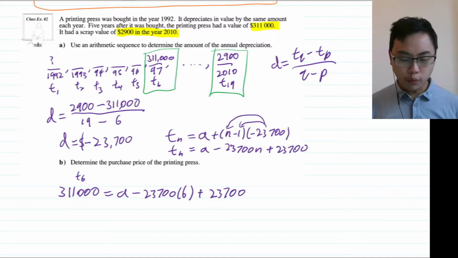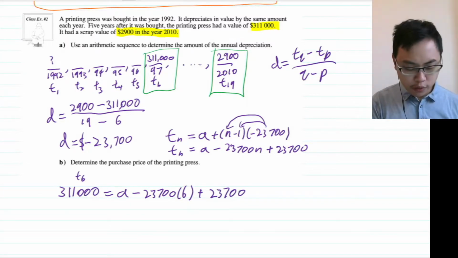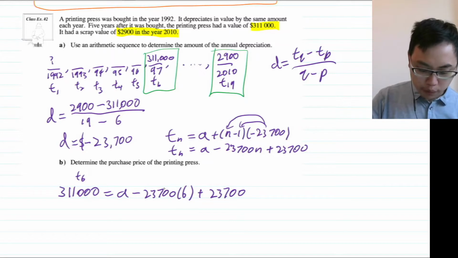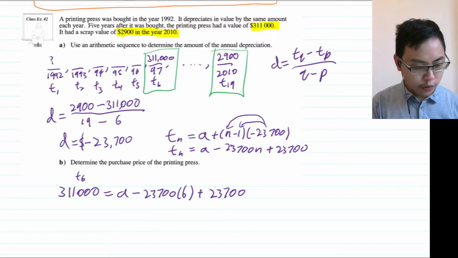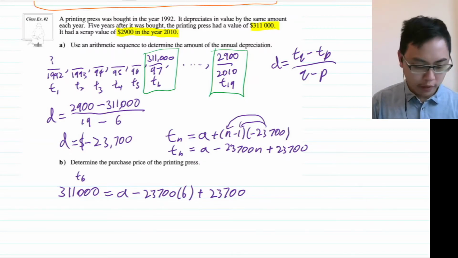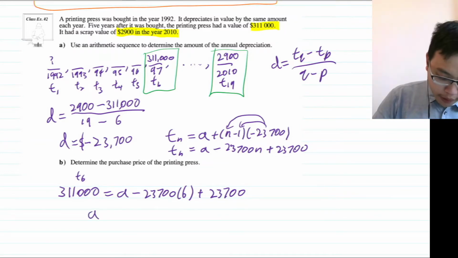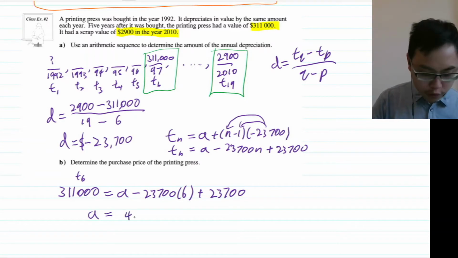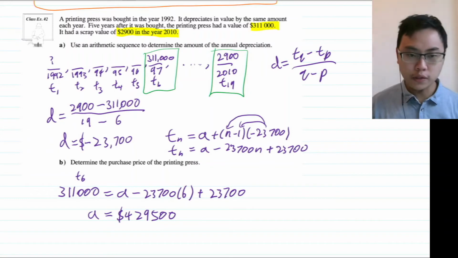23,700, and we want to work out what A is, and so we're going to put everything into our calculator. We're going to multiply this out. 23,700 times 6. That's subtract, and so we need to add it over to the other side. So 311,000 plus whatever we got there, and then now we have to subtract 23,700, and the purchasing price was $429,500. That is going to be A.